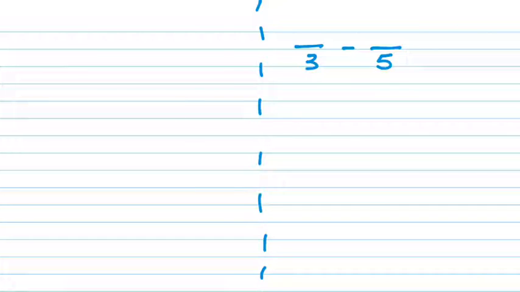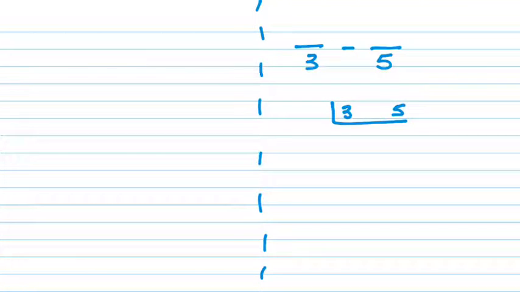In order to combine, those denominators must be the same. Are they the same right now? No. So that tells us we need to get an LCD. So put your 3 and your 5 in your upside down division symbol.